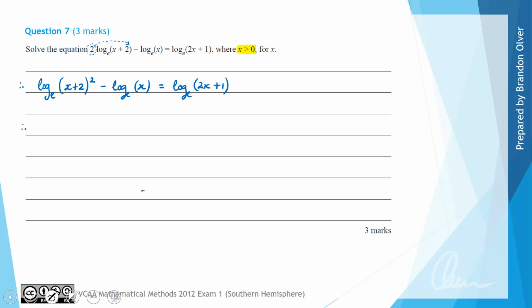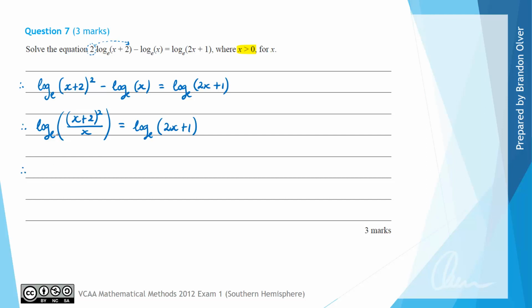Next up, we know that if we have two logs with the same base and we subtract them, we can actually divide whatever is inside them. So this is going to be log e of (x + 2) all squared divided by x is equal to log e of (2x + 1).